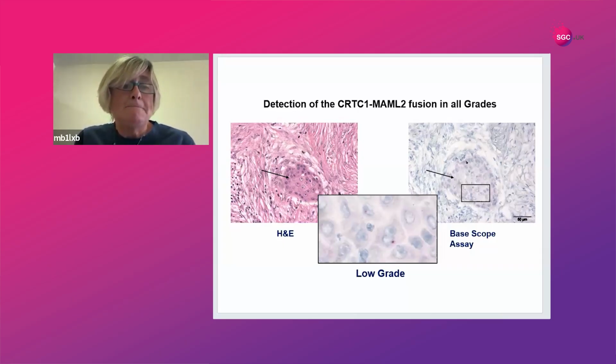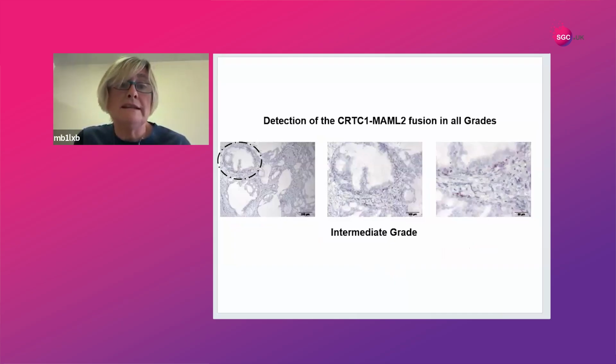Next slide, please. And it's also in the intermediate grade, and the highlighted area has been zoomed in on so that we can see, again, the little red dots that tell us that the fusion gene is being expressed there. Next slide, please.